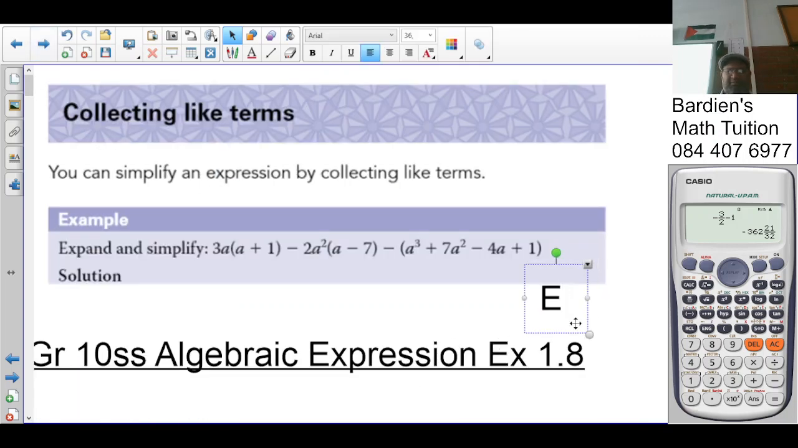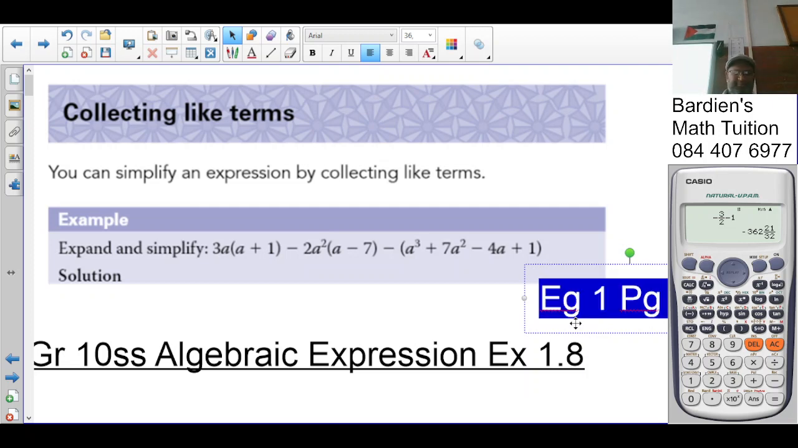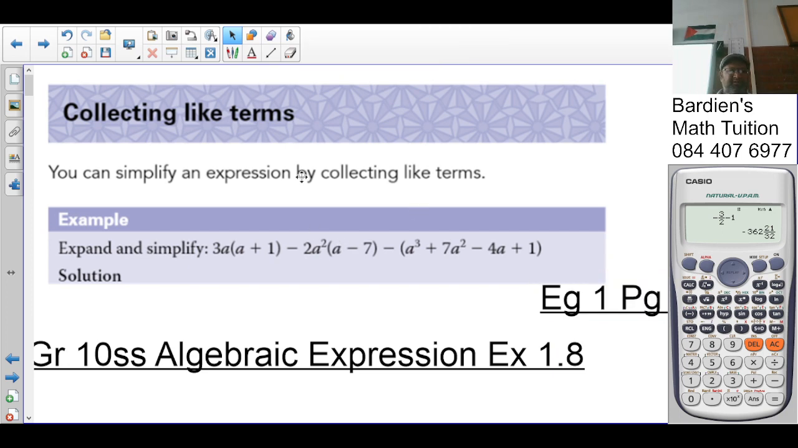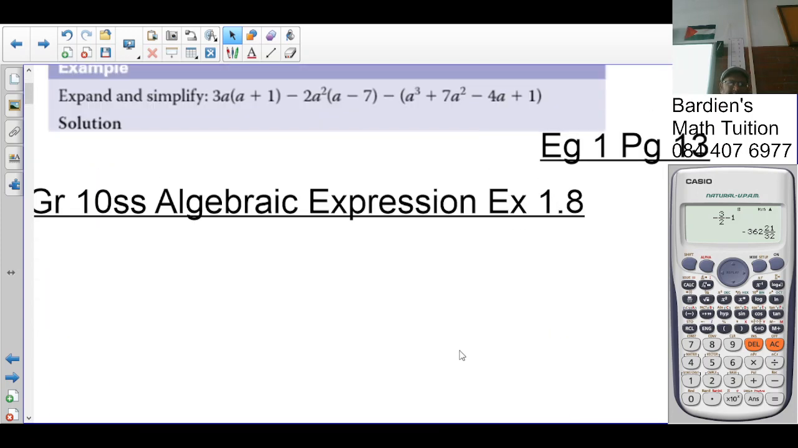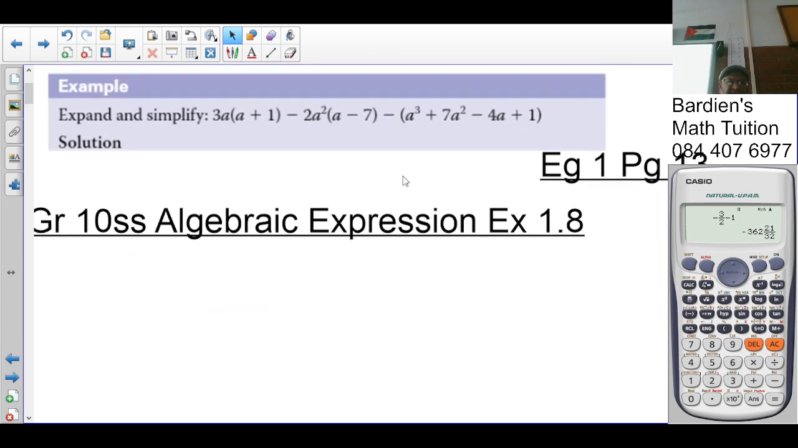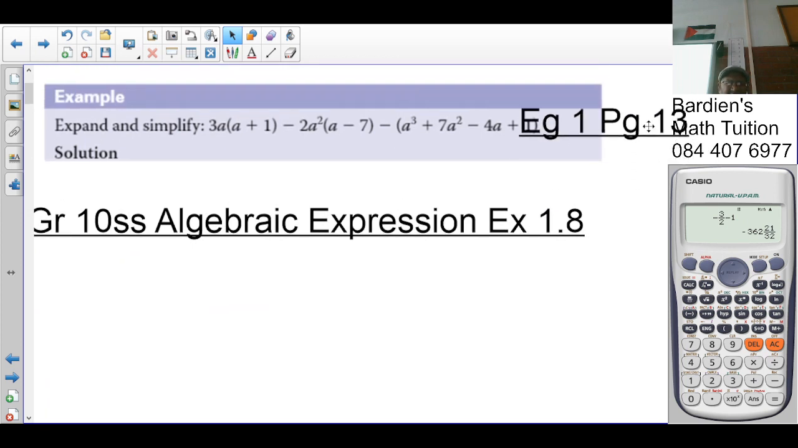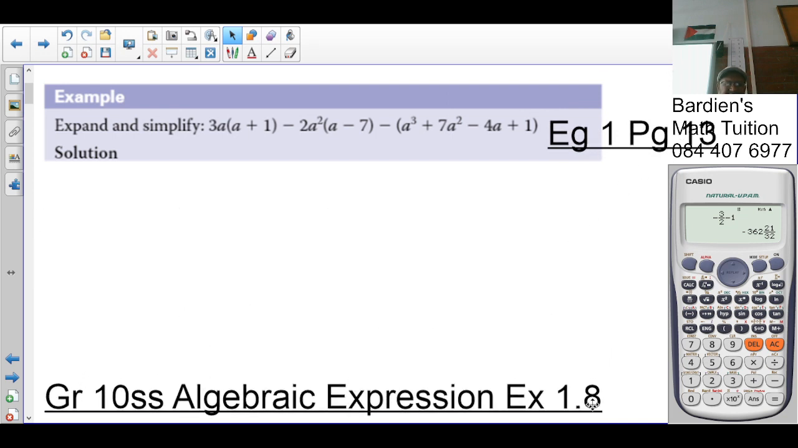Which page is this example on? Sorry? 14. 13, no problem. So you're looking at collecting like terms. You can simplify the expression by collecting like terms. Alright, let's see. So the first sum, it says expand and simplify.